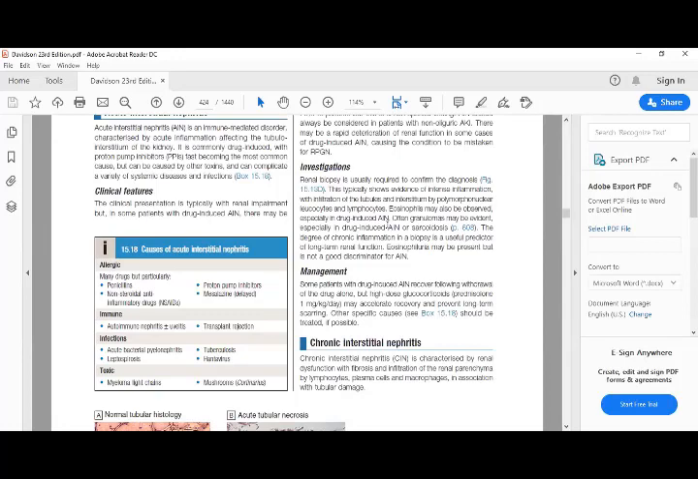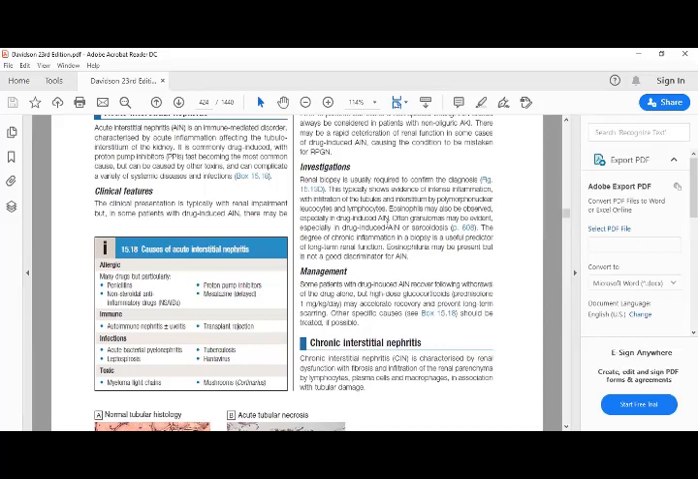Often, granulomas may be evident, especially in drug-induced acute interstitial nephritis or sarcoidosis. Tuberculous granuloma can also be present in tuberculous interstitial nephritis. The degree of chronic inflammation in biopsy is a useful predictor of long-term renal function, that is chronic CKD, chronic renal disease.